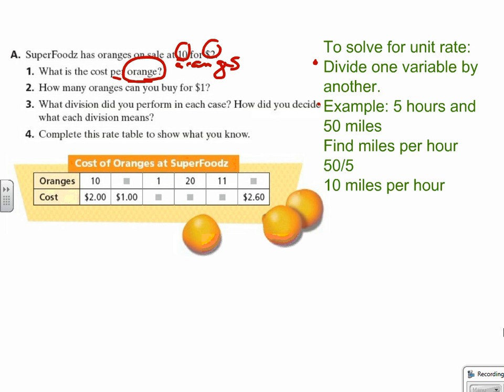So 5 divided by, no, I'm not going to do 5 divided by 50. If I wanted to figure out miles per hour, I'm going to divide by the hours. So I would have to take 50 divided by 5, opposite of what it actually is written here. And that would give me 10 miles per hour. Make sure to copy that down. If you need to, pause right now.